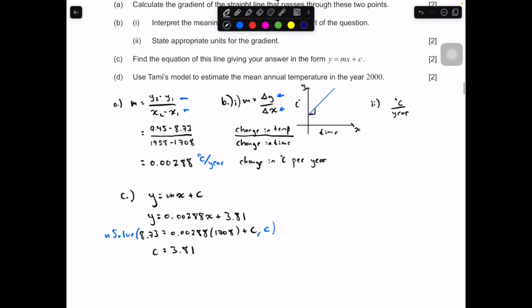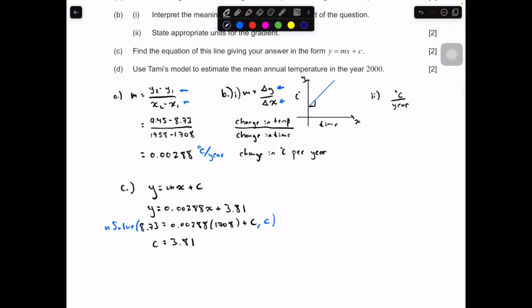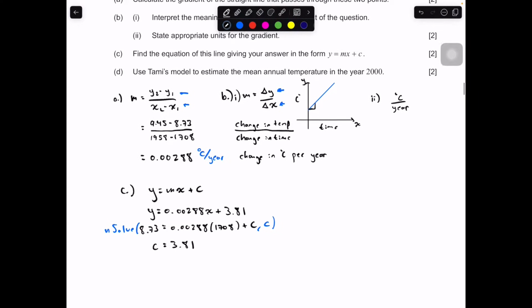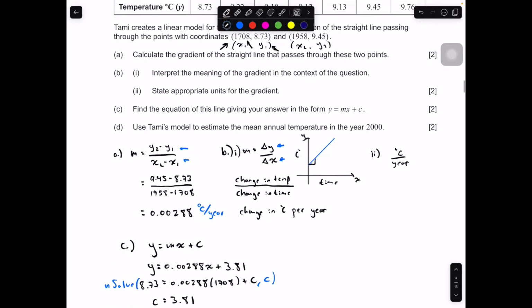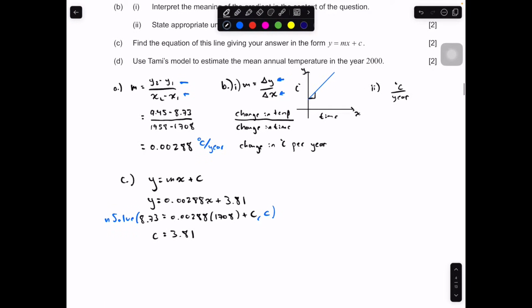Okay. Use Tammy's model to estimate the mean annual temperature in the year 2000. So the average temperature in the year 2000. So we've got this equation of a line right here, and it relates inputs, so years, to a given temperature at that year, or the average temperature at that year. So let's go ahead and substitute this value of 2000 and see what the model would predict.